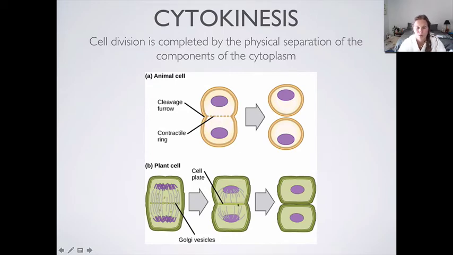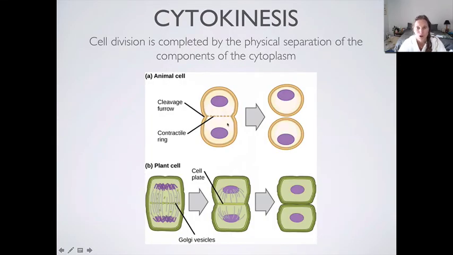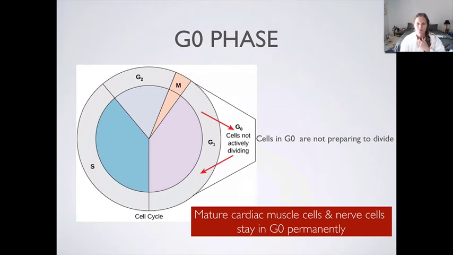Plant cells make a cell wall, right? Plant cells have both a cell membrane and a cell wall. So they put a plate down in the middle, and then you pinch off the two cells like this. The animal cell creates what we call the cleavage furrow, and then they pinch off. But in both cases, cytokinesis signifies the completion and physical separation of all the components of the cell that are in the cytoplasm, resulting in two new cells.